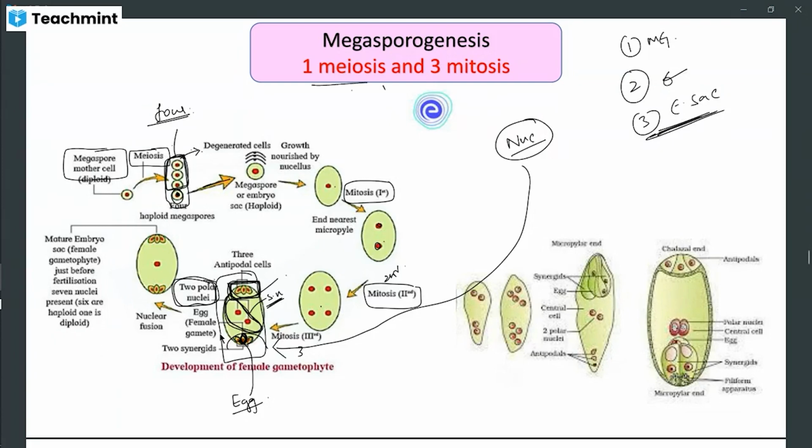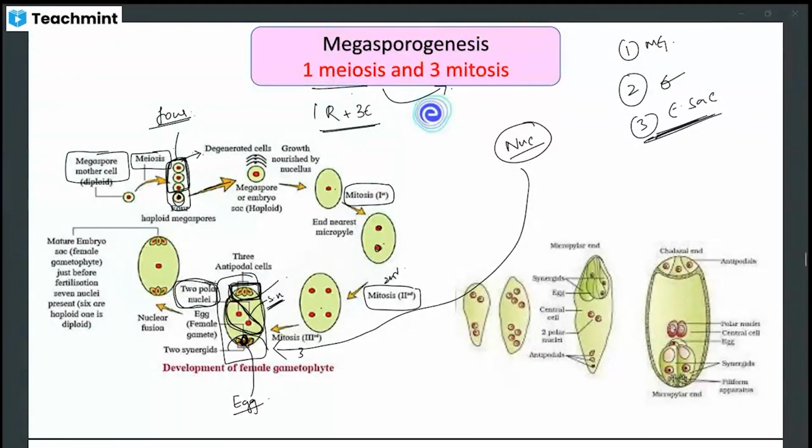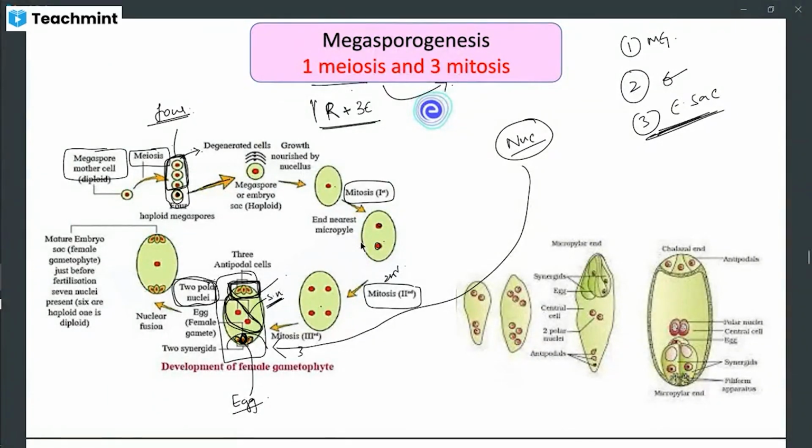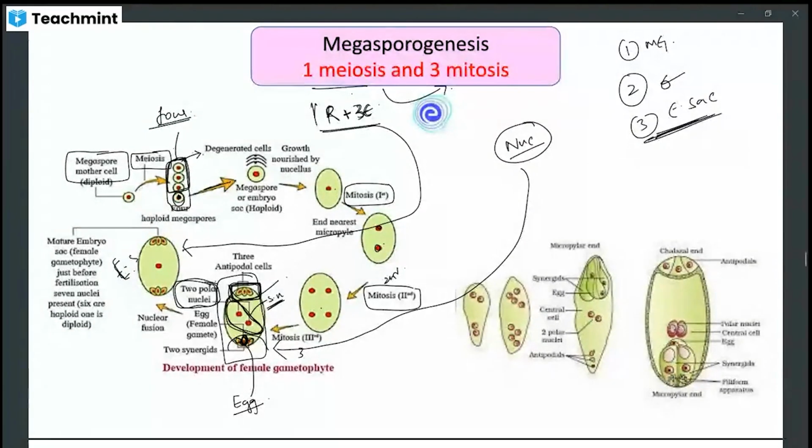So one meiosis followed by 3 mitotic divisions. So can I say one reductional division plus 3 equational divisions? Yes, sir. One reductional division plus 3 equational divisions ultimately lead to the formation of the embryo sac, right? Embryo sac. Right, everyone clear? Yes, sir. Okay.